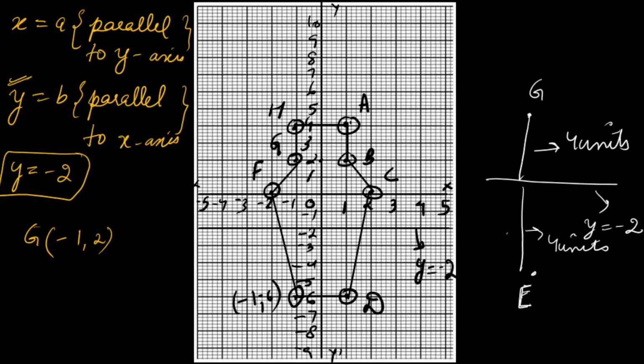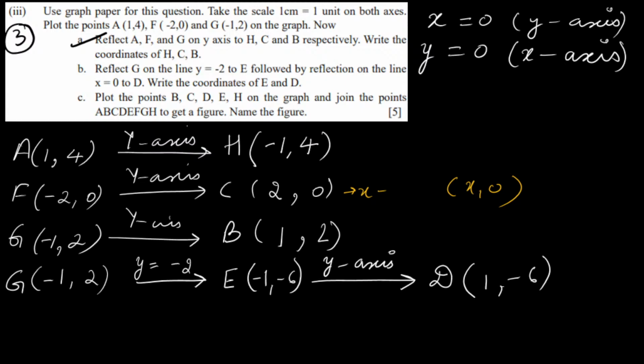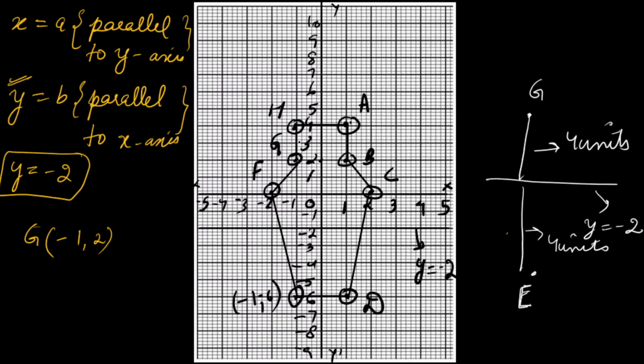Yes, so what are we getting? Let me check the names once again. A, B, C, D, E, F, G, H. And H with A we have to join. So A, B, C, D, E, F, G, H. So it is an 8-sided polygon. 1, 2, 3, 4, 5, 6, 7, 8. Yes, we are getting an 8-sided polygon here.